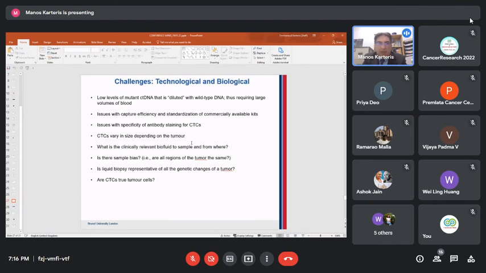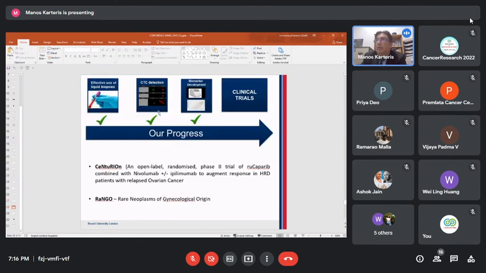We really need to understand if there is a sample bias and how representative a liquid biopsy can be of all genetic changes of a tumor. I think it's pretty good, but we might be missing some. And of course, the other question is, are these CTCs true tumor cells? Do they carry all the cancer characteristics? Do single tumor cells have the same mutagenic capacity, sorry, the same capacity to metastasize as the cluster cells? Do the cluster cells do something else? All these things need to be answered. So it's a great field to embark upon.